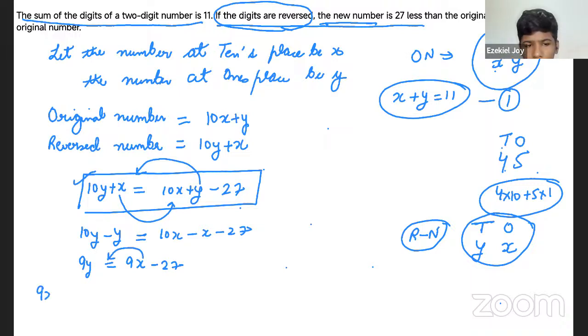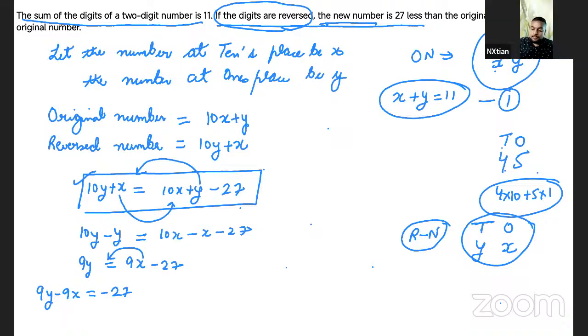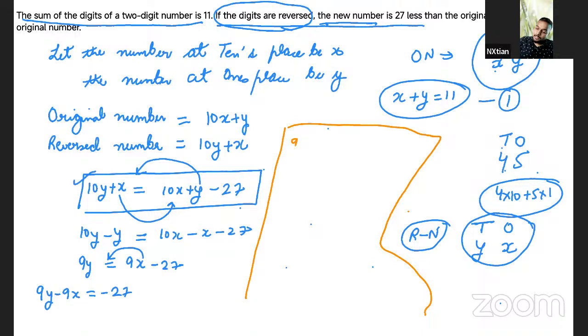After you did the step, the new number is 27 less than the original number, what did you do? The y which is plus on the right side goes to the left hand side and becomes minus, and the plus x which is on the left goes to the right hand side and becomes minus. Then I take 9 common.